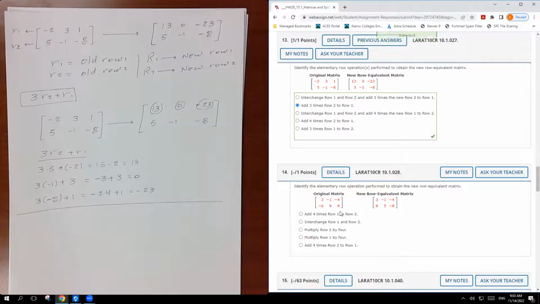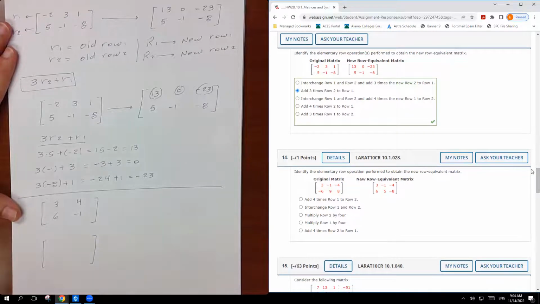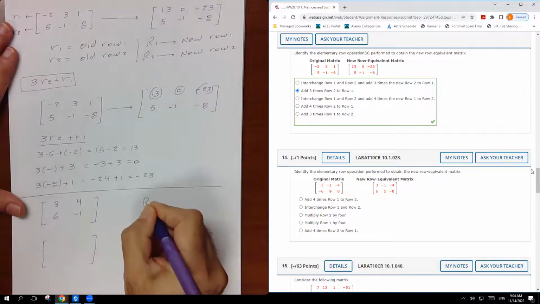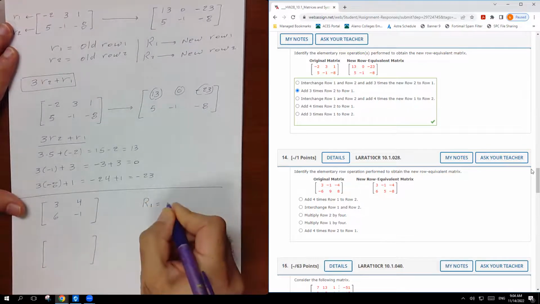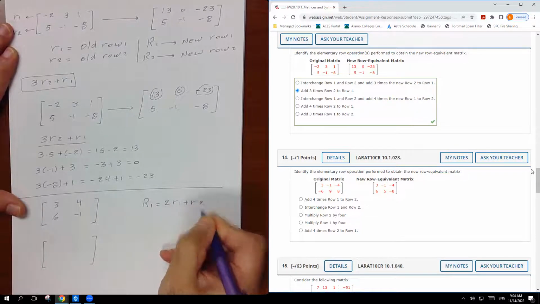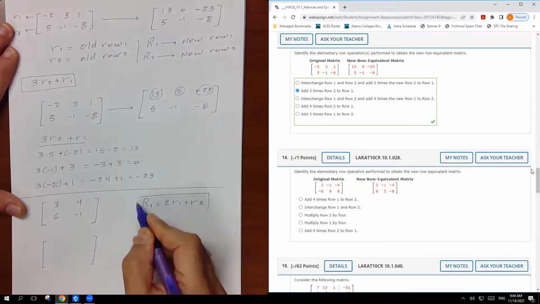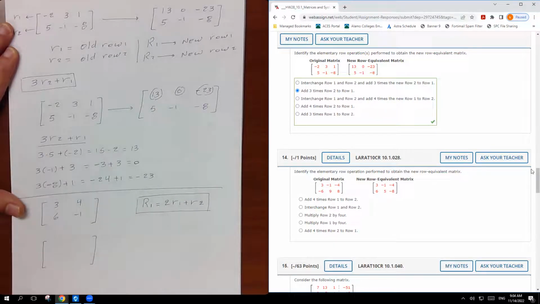We're going to do the same thing with this example. Before we do this example, this is called row operation. So let's do this example before we move into 14. So here's the new matrix. I'm going to tell you to use this row operation: R1 equals 2 times R1 plus R2. This is the rule. Go ahead, use this rule to get the new matrix.